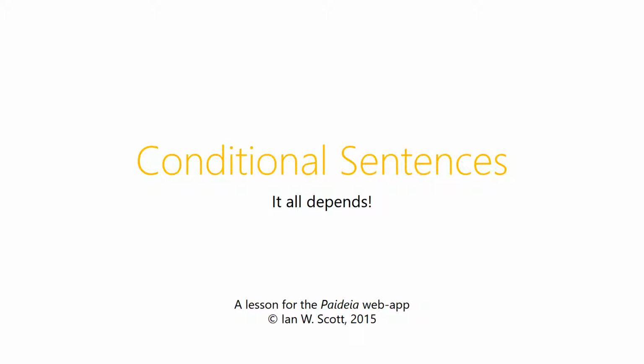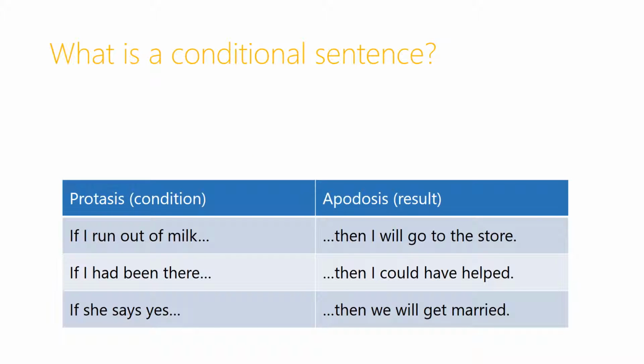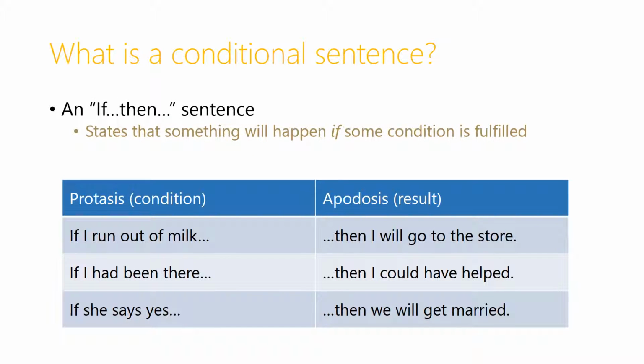In this video, we'll be looking at conditional sentences. What is a conditional sentence? It's an if-then sentence. This is a sentence that states that something will happen if some condition is fulfilled. There are two parts of a conditional sentence. The first is the protasis, and this is the condition, the if part.